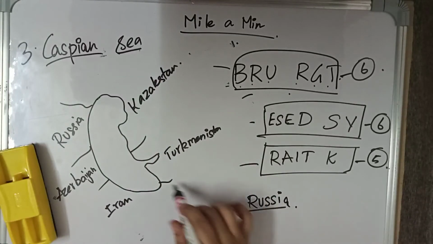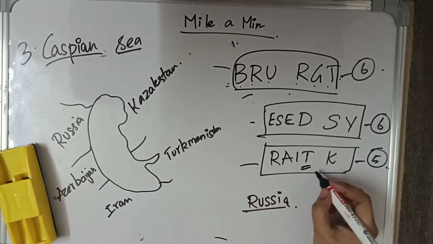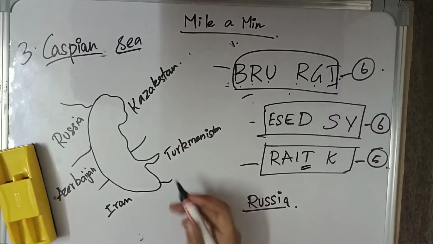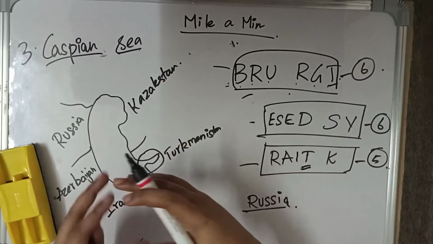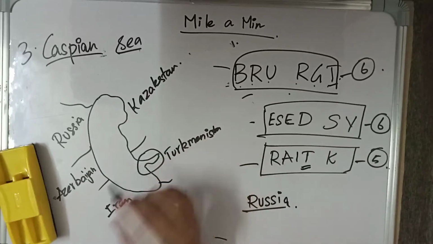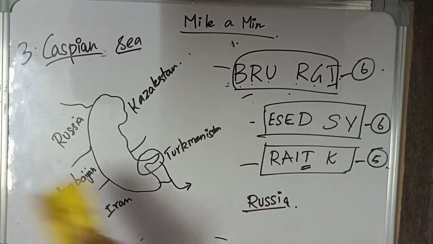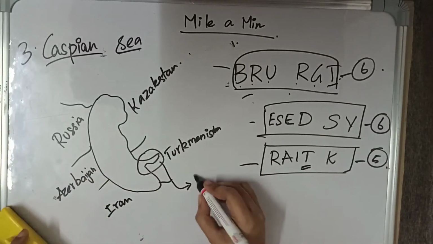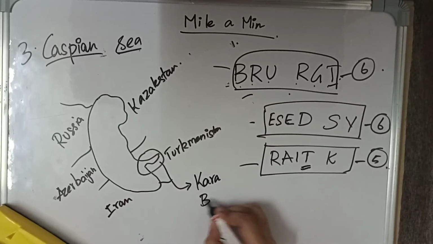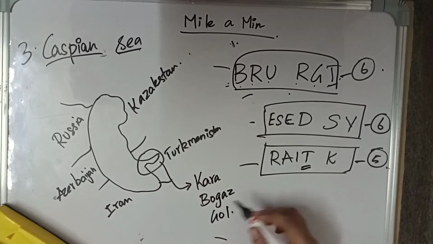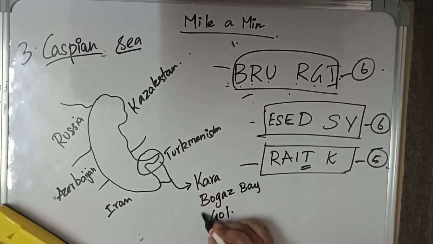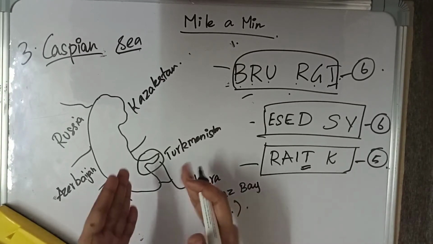Then these are the things. Here it is Turkmenistan. In Caspian Sea the T is Turkmenistan, whereas in Black Sea the T is Turkey. Okay, here we have a little bit extension, right? It is actually a shallow depression which is filled with water, and this region is called Kara-Bogaz Gol, or also said as Kara-Bogaz Bay. This is a shallow water depression and it is entirely in Turkmenistan.